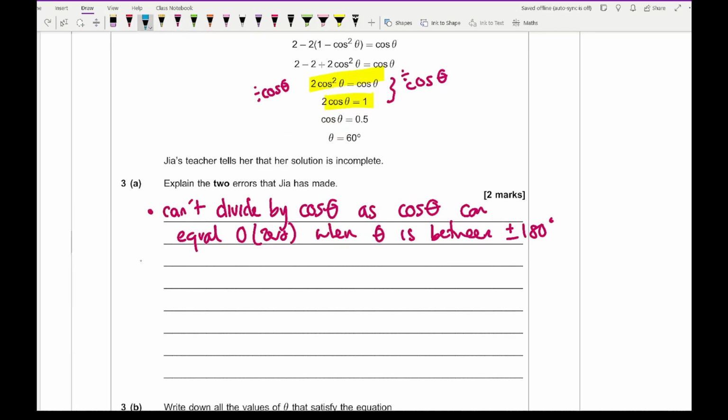The second error is that we should have 2 solutions. So cos theta equals 0.5 has 2 solutions when theta is between positive and negative 180. So that will be her 2 mistakes.